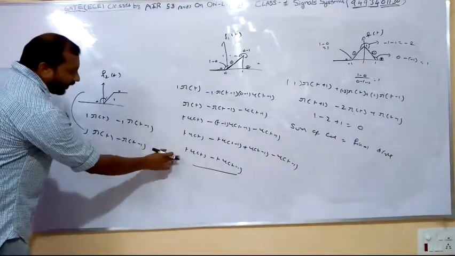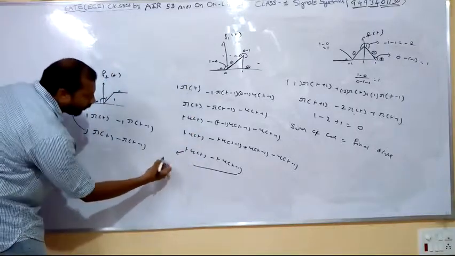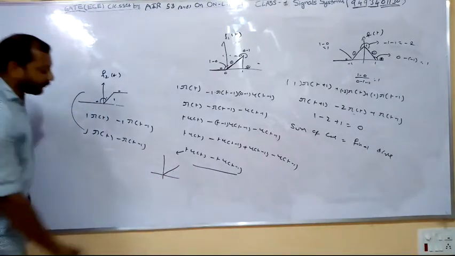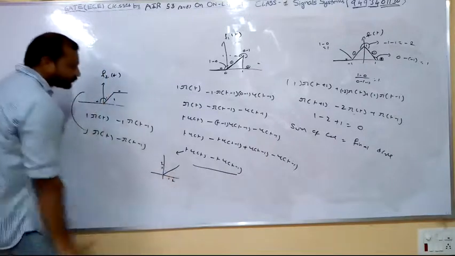Can you draw the signal from this expression? Can you draw this pulse from this expression? t into u of t is nothing but this one only. The corresponding value at t equal to 1 is equal to 1, and at t equal to 2 the value is equal to 2.